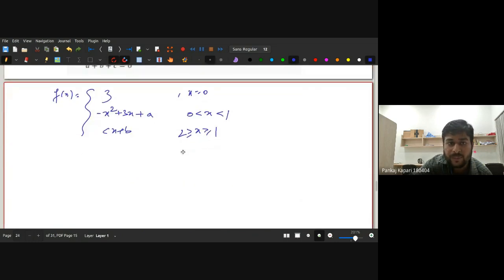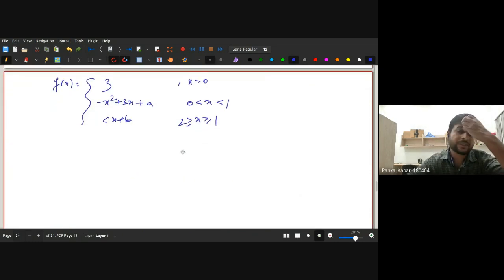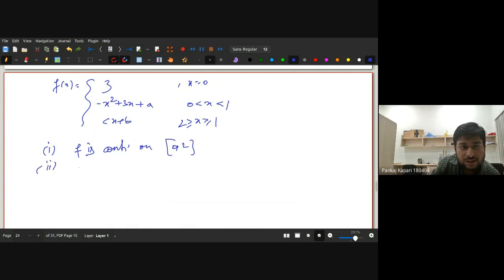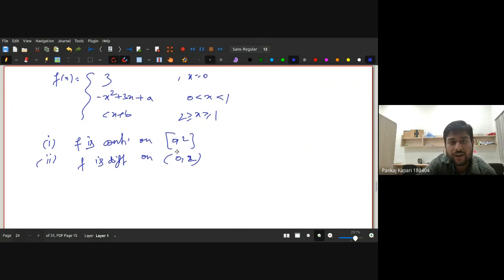And it says that the function satisfies the mean value theorem. So what are the conditions of the mean value theorem on the interval? The first condition is f is continuous on the closed interval 0 comma 2. The second condition is f is differentiable on the open interval 0 comma 2. So using these two conditions we have to find out the values of this function.